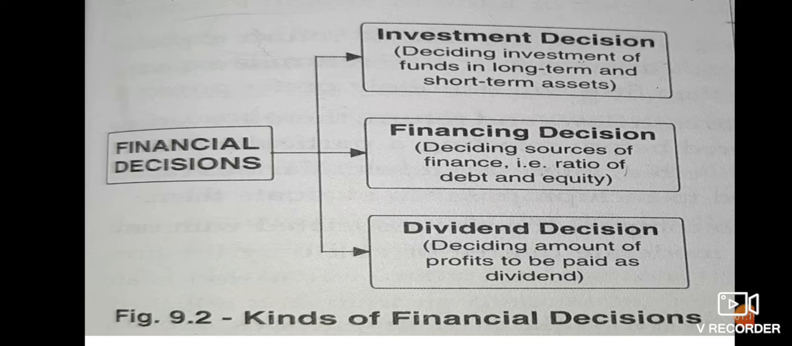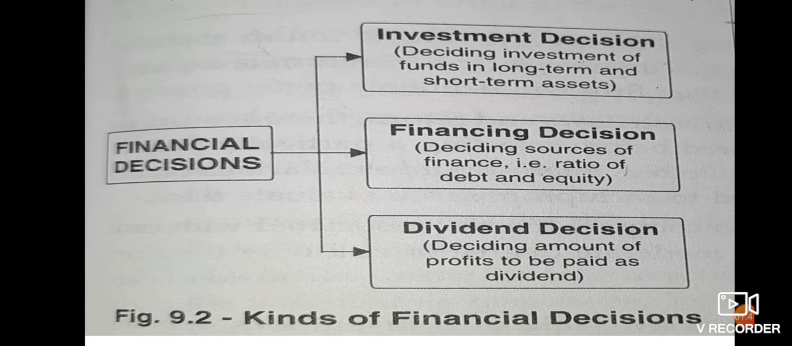In this, children, the businessman has to decide how much of long-term assets like building, land, machinery has to be purchased by the business and how much of short-term assets is required, that is how much of funds required for day-to-day working of the business.